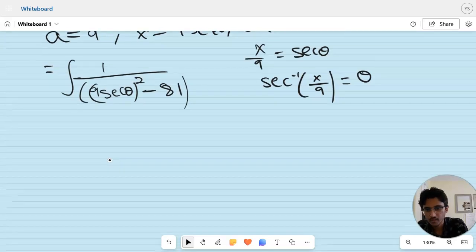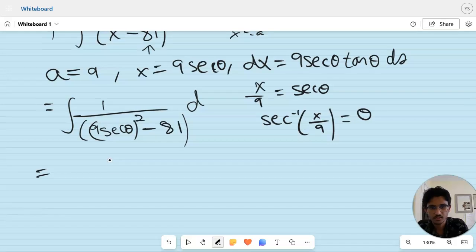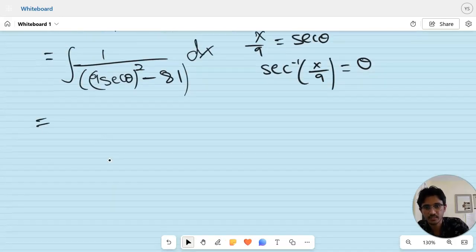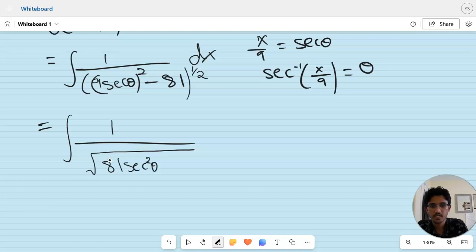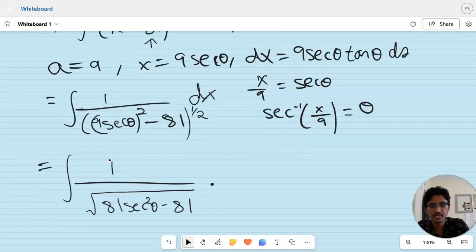Okay, so we forgot to mention the dx. We've got to sub in the dx also. So to the 1/2, not to forget that it's a square root. That's why I recommend putting the square root so that we don't forget. So 81 secant squared theta minus 81, times what is dx? Dx is 9 secant theta tangent theta d theta, right?